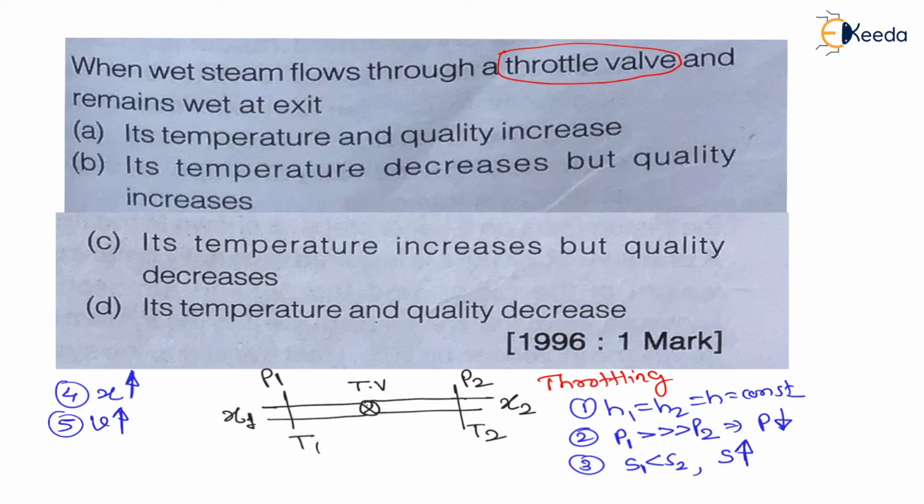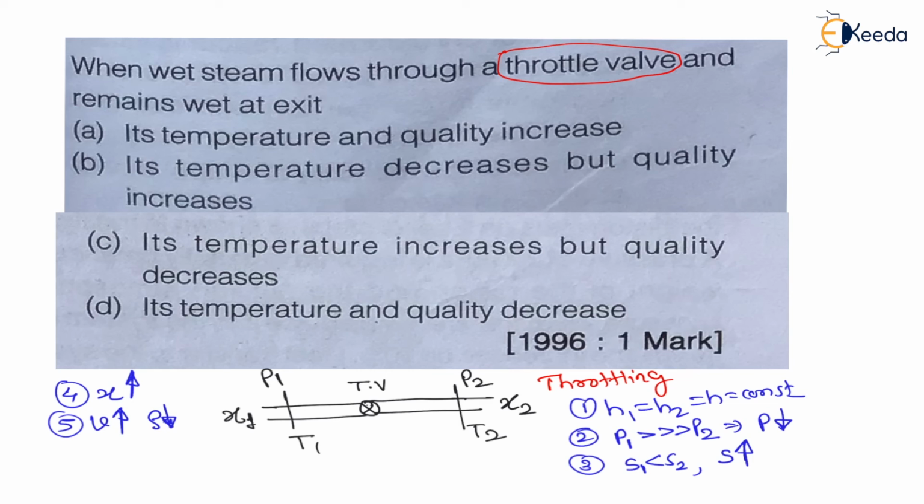That means specific volume is increasing. Density is the reciprocal of specific volume. Therefore, density is decreasing, and therefore specific volume is increasing, which means vapor content is increasing.